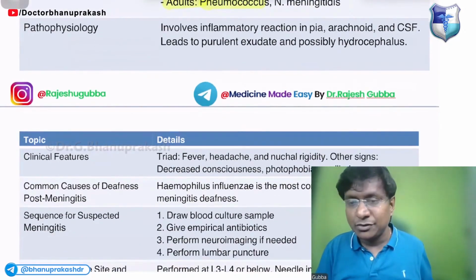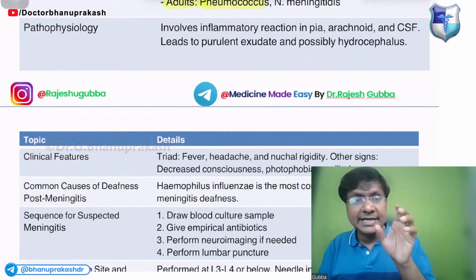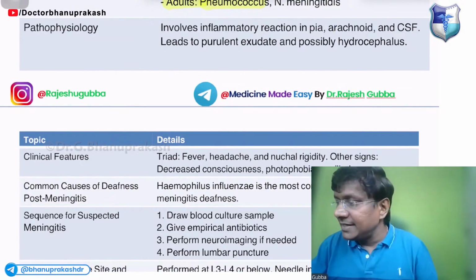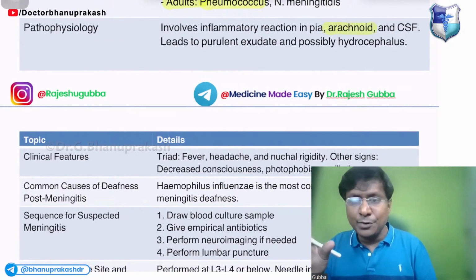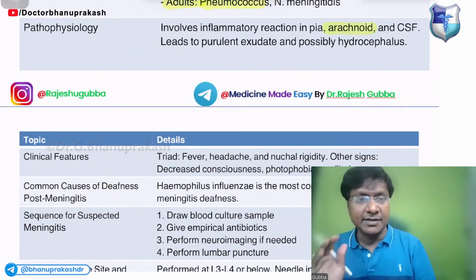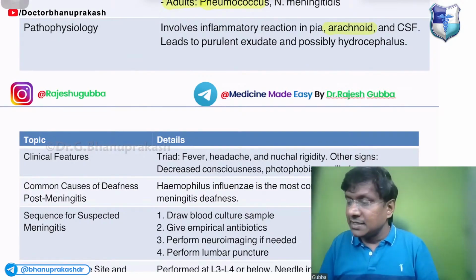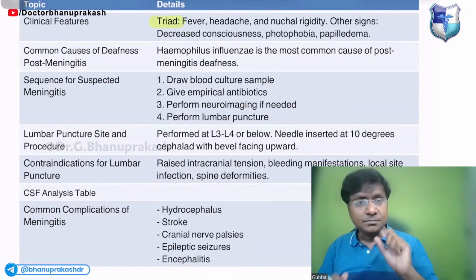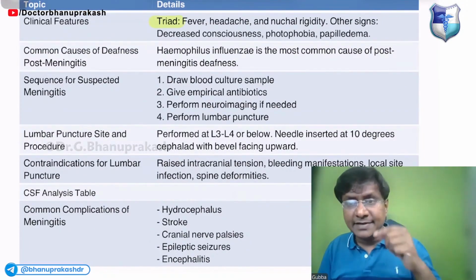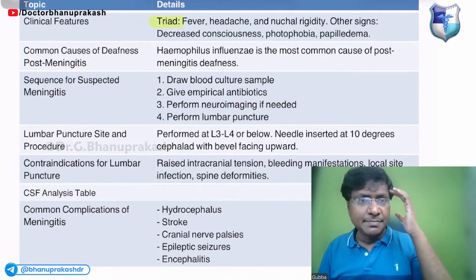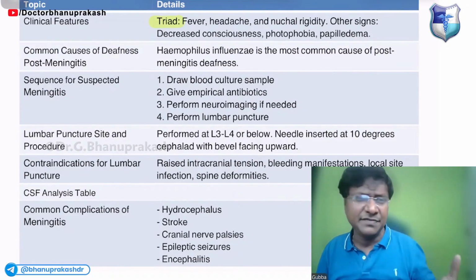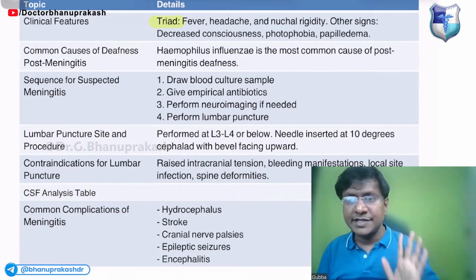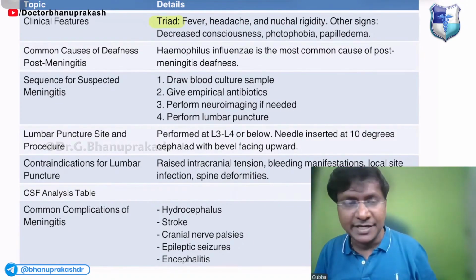And what exactly is the pathophysiology in these patients? Usually there is an inflammatory reaction in the meninges, right? And that is mainly in the arachnoid layer, where there will be purulent exudate in the subarachnoid space. And the classical clinical picture in patients with meningitis will be in the form of a triad. Because it's an infectious pathology, they will have high-grade fever. And because it's a CNS-associated problem, they'll have severe headache. And there will be nuchal rigidity. So fever, headache, nuchal rigidity, that is the triad in patients with meningitis.